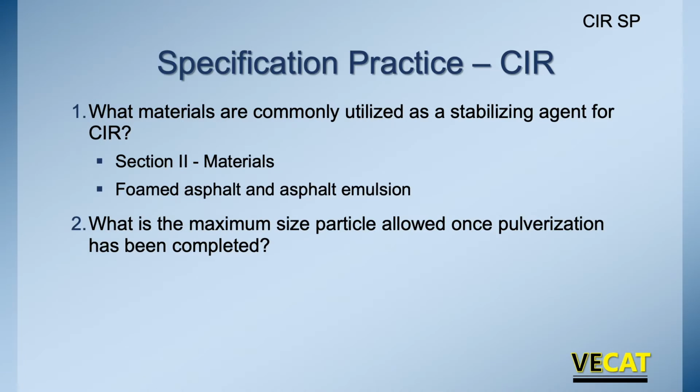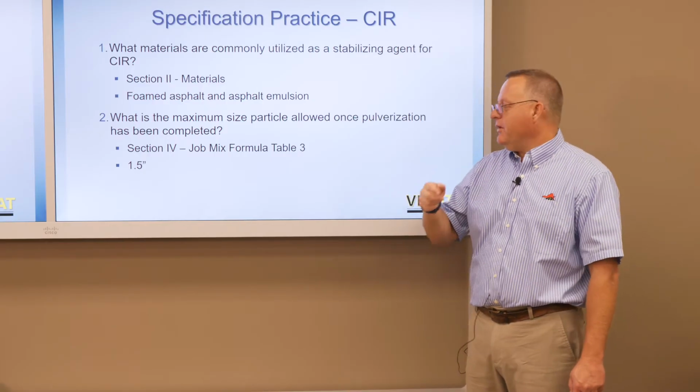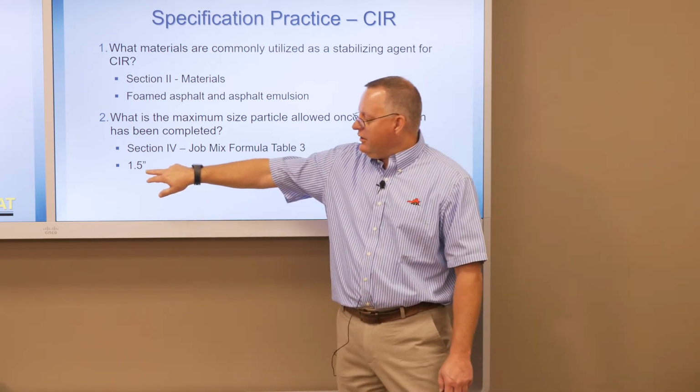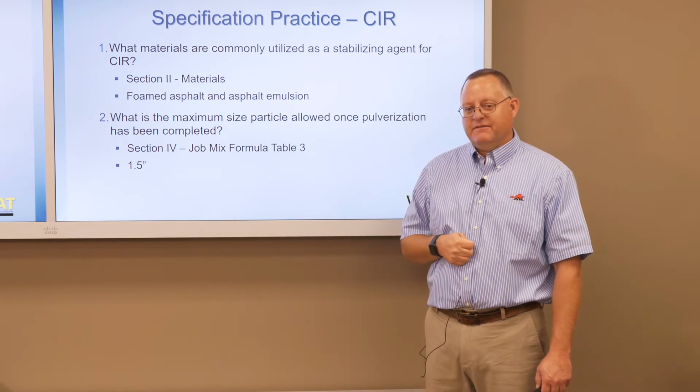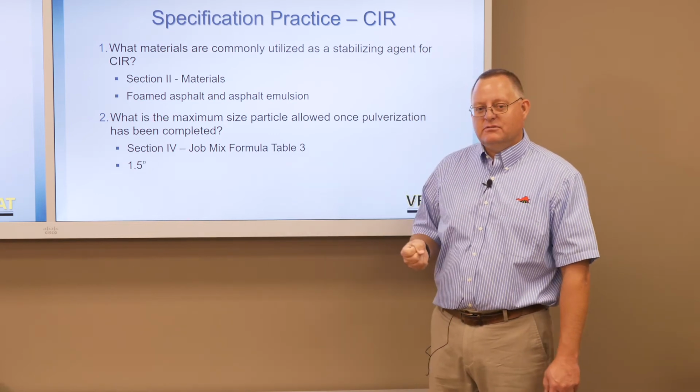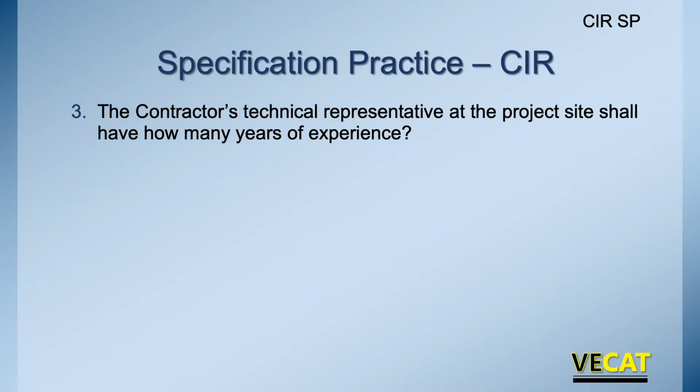What's the maximum particle size? So we've gone through, we've pulverized it with that cold in place recycler. We find in section 4, job mix formula table 3, 1.5 inches. So as we've gone through, and remember in module 1 I said this is very similar, or it can be the same as a milling type of equipment. So as you've gone through and you've pulverized, all those asphalt and aggregate particles should all be less than 1.5 inches in size. And that can be checked by dry sieving, and we'll talk about that later.